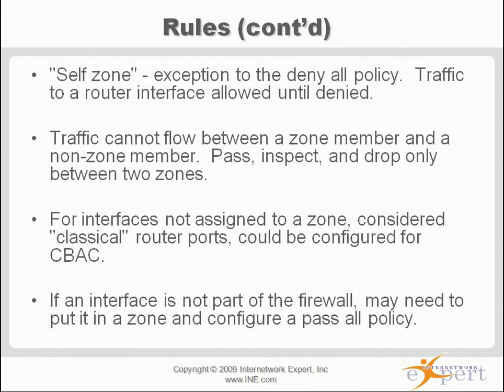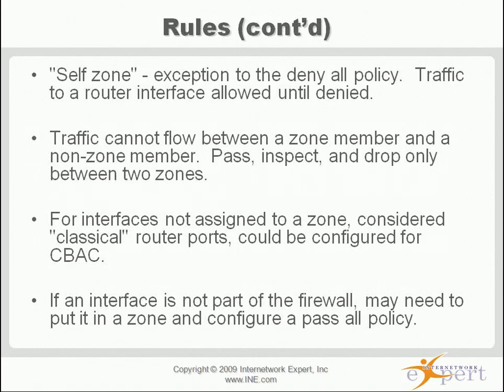Now, interfaces not assigned to a zone are considered classical router ports and could be configured for CBAC. So if I have 4 ports on a router, I could have 2 of those ports set up for zone-based firewall, and the other 2 ports could be doing CBAC. Other than that, generally you can't mix and match the 2. You can't say, I want to do CBAC and zone-based firewall on this interface. It's one or the other.